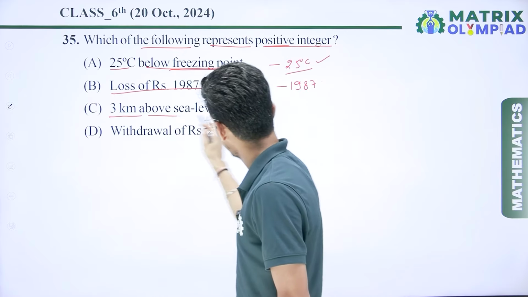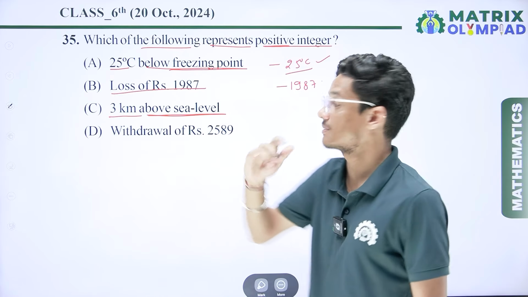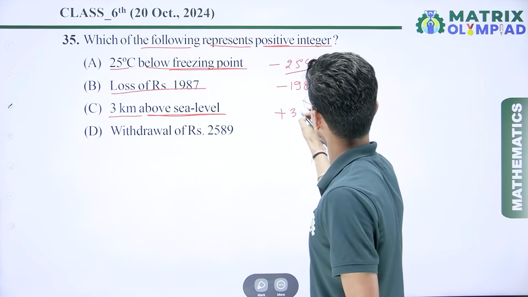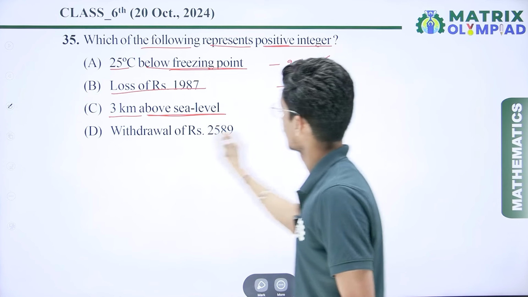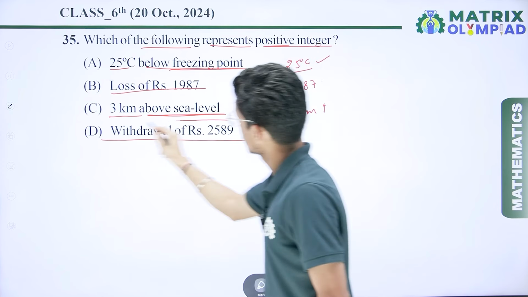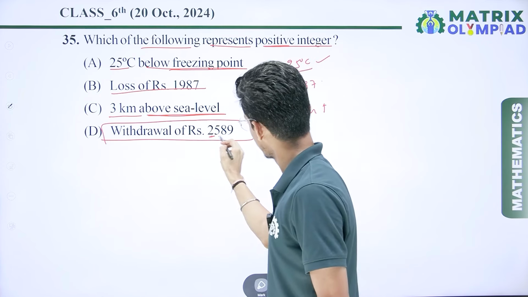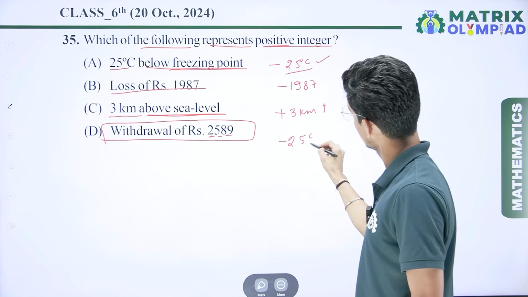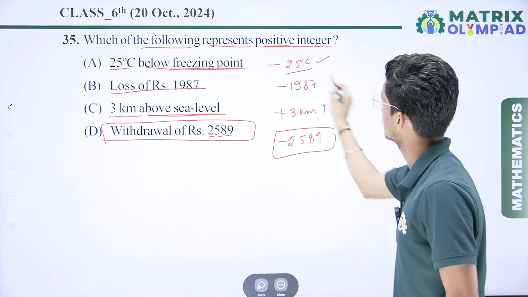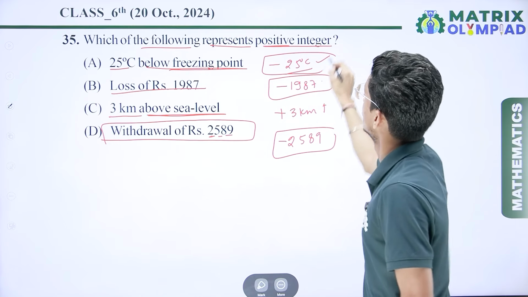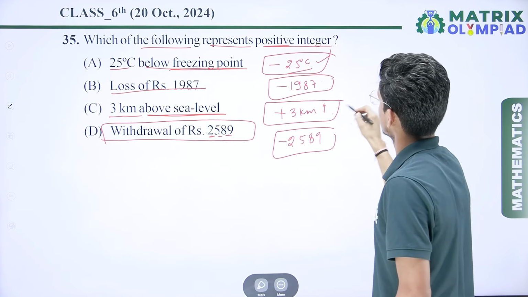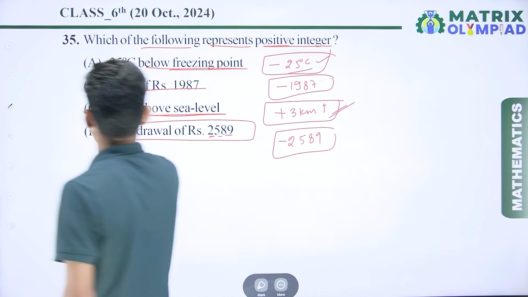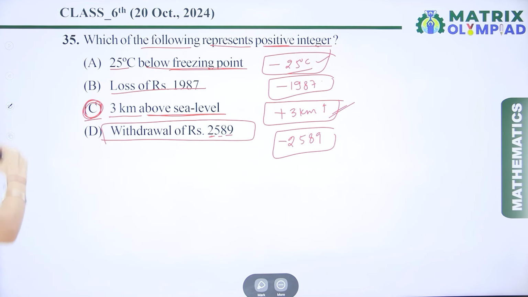3 kilometer above sea level. Above sea level, it means positive. So I can say that plus 3 kilometer above sea level. Withdrawal of rupees 2589. So withdrawal, that is minus 2589. So here again this one is a negative integer, this one is a negative integer, this one is a negative. So option number C is the correct answer because it is having a positive integer. So here option number C is the correct answer.